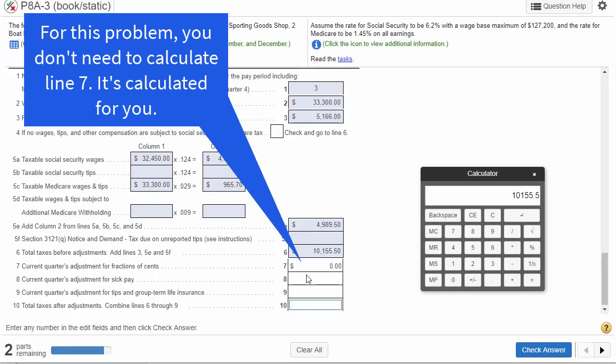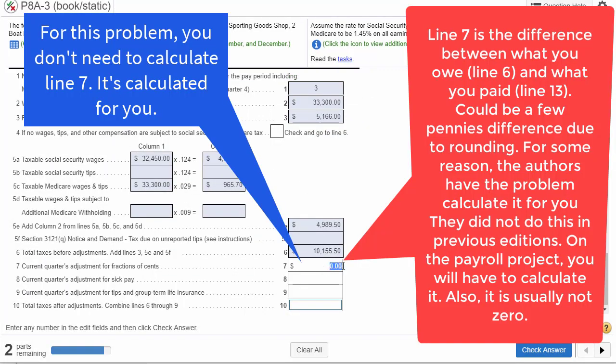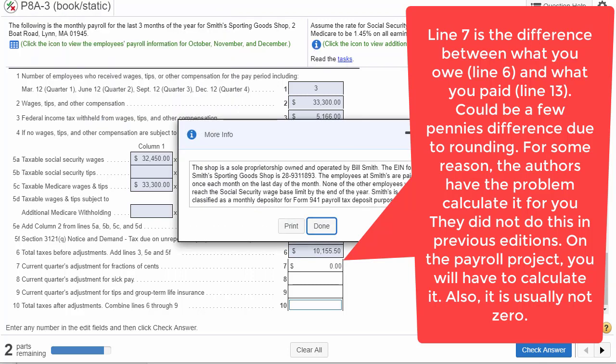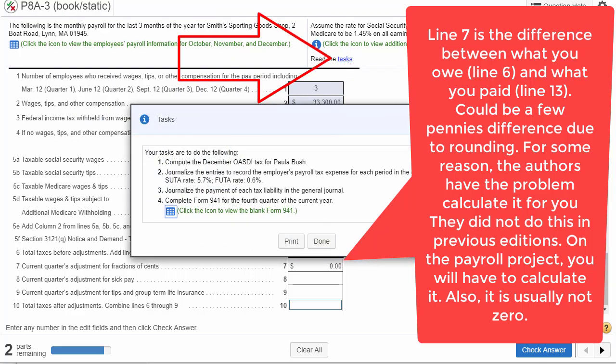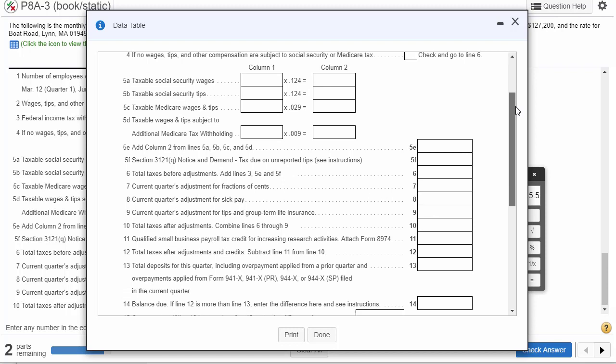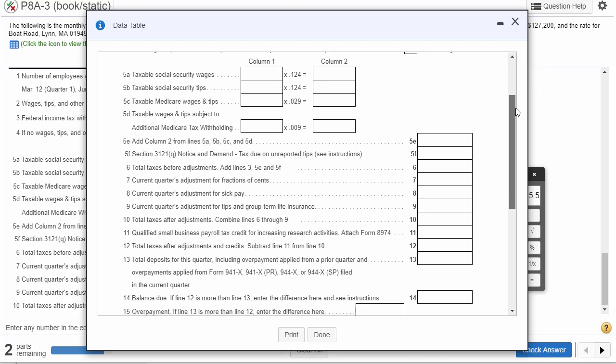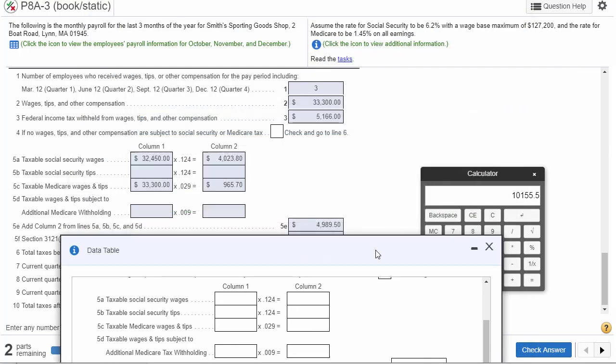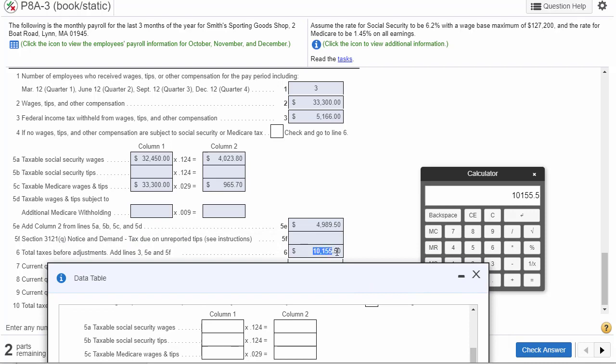Excellent. All right, line 7. So line 7 is calculated for you. Now, when you do the payroll project, you're going to have to calculate that yourself. So what's going on with line 7 is, we have to look at the Form 941. So here's our Form 941. It's comparing your taxes calculated by this form. So the form is saying that we owe $10,155.5.